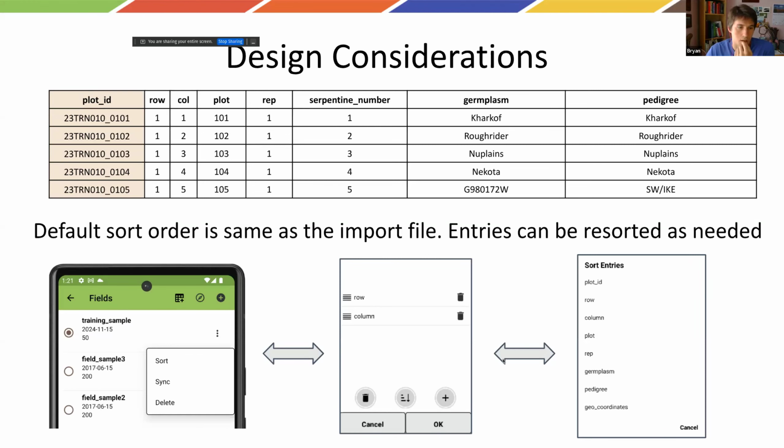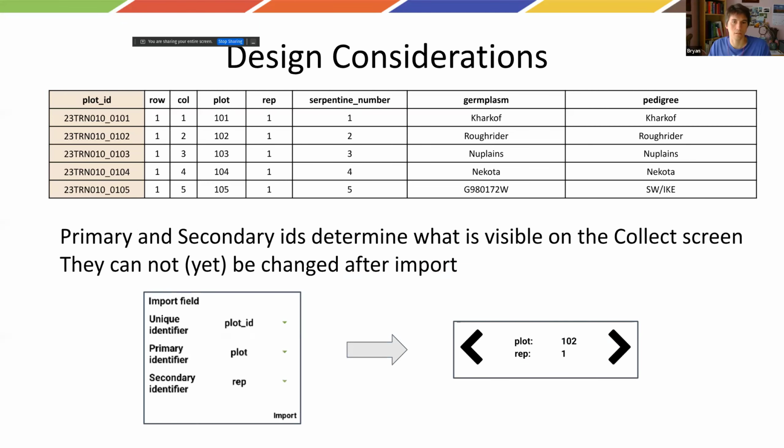Some important things to note is that while you can resort your file within Fieldbook, when you load it, the default sort order of your entries or your plots is the same as the file. So it's usually good to have the file pre-sorted the way you want to navigate the field. If you don't, you'll want to make sure that you have an attribute in your file that you can resort the field by, like a serpentine number, in order to change to a different order that you want. And the way you do that is within the field page. We can take a look at that in a moment.